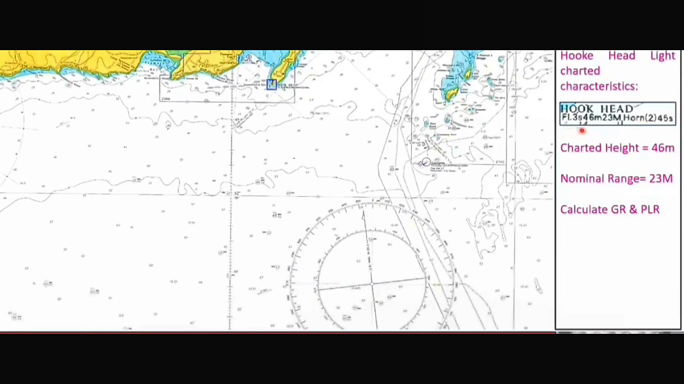Flashing 3 seconds, 46 meters, that is the height. 23 capital M is the nominal range, and horn 45 seconds. So the charted height of Hook Head is 46 meters. Nominal range of Hook Head is 23 miles. Now we learn to calculate the GR and PLR.